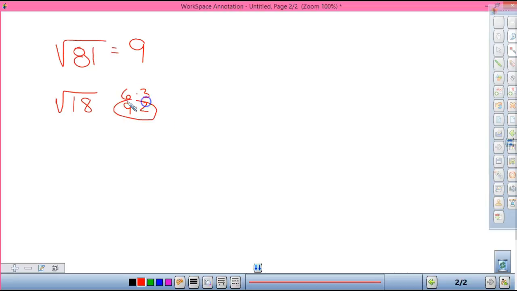9 and 2. Okay, so we're going to write this as the product of two square roots: square root of 9 times the square root of 2. And then I can reduce my perfect square. What is my square root of 9? So my answer is 3 root 2.